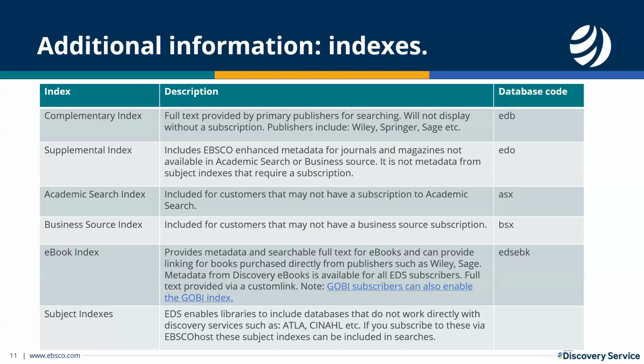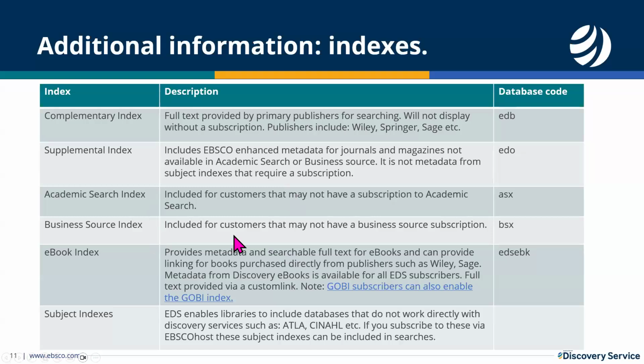Another index that you might see enabled as well is the supplemental index. So this will include enhanced metadata for journals and magazines that are not available in what we call our foundational indexes, like academic search or business source. And then we have our academic search index and our business source index. So we consider these to be our foundational indexes. So even if we have content across different providers, we may find that that metadata is included in these foundational indexes.